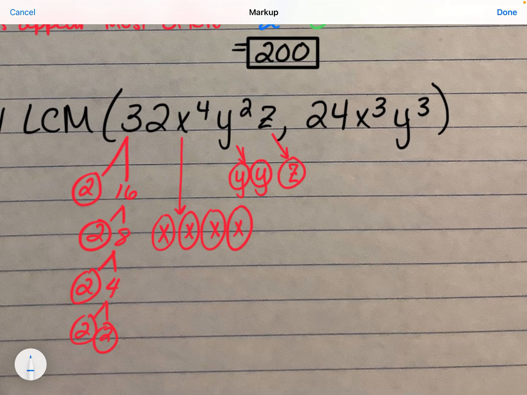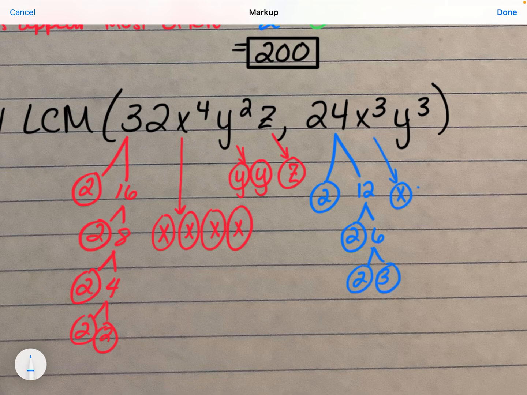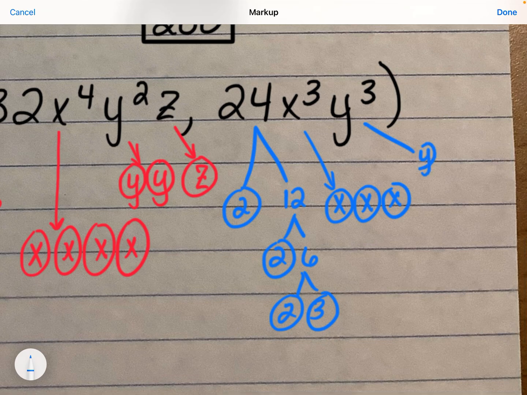24x cubed y cubed. 24 is 2 times 12. 12 is 2 times 6. 6 is 2 times 3. X cubed, that's x times x times x. And y cubed is y times y times y.